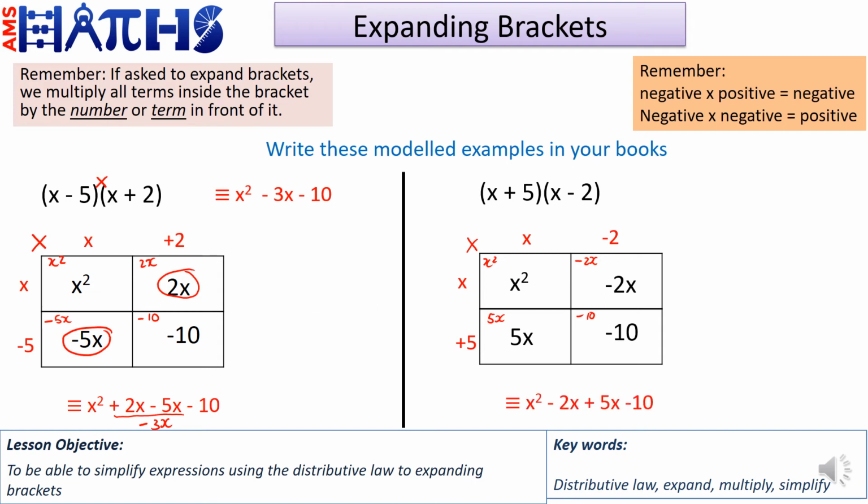Again, we have 5x and we have minus 2x, so we can combine those two like terms. Minus 2x plus 5x will give us a positive 3x. And so our final answer is x squared plus 3x minus 10.